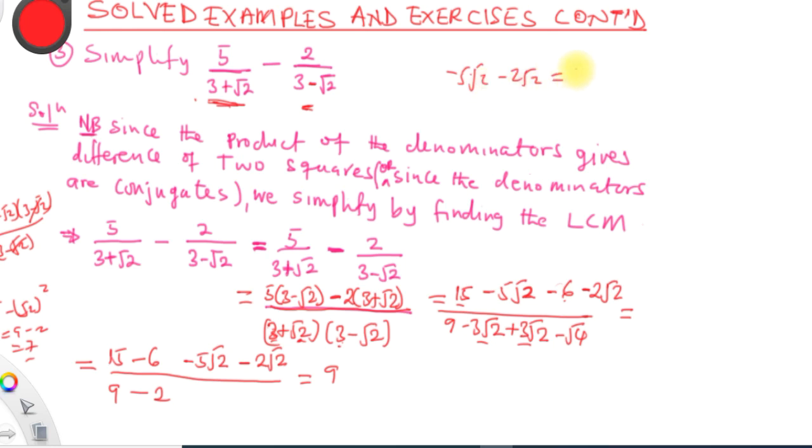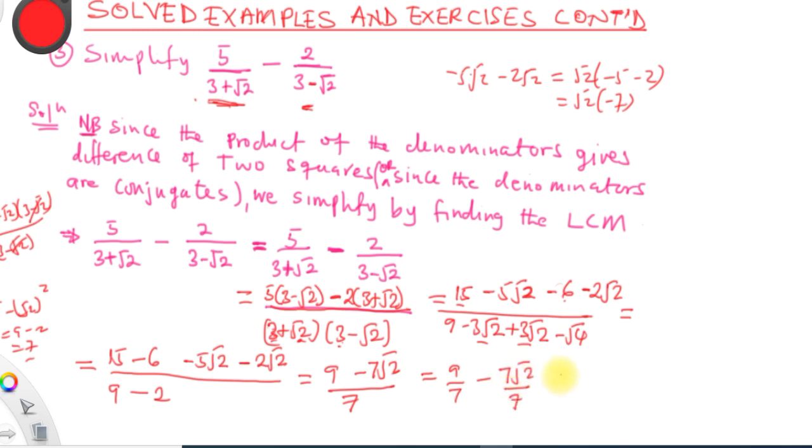If you like, you can factorize root 2 out. You get negative 5 minus 2. What is negative 5 minus 2? Negative 7. So you get root 2 into bracket negative 7. This is the same as negative 7 times root 2, which is negative 7 root 2. Yes, guys, so you get minus 7 root 2 all over 7. So you can just rewrite it as 9 over 7, minus 7 root 2 over 7.